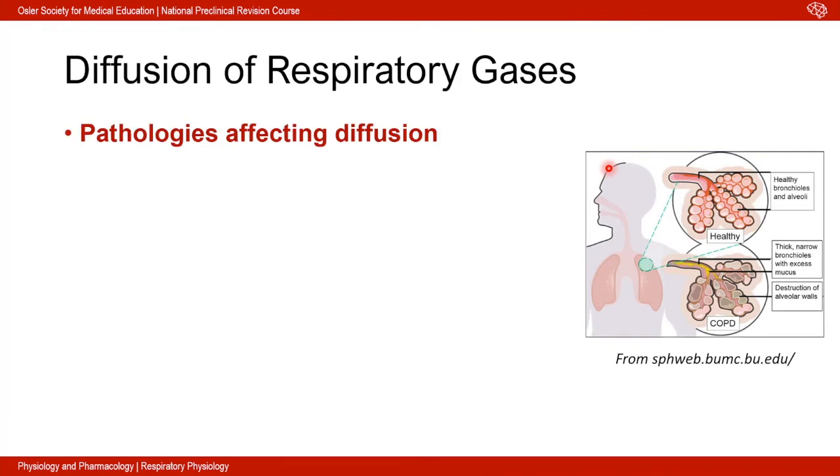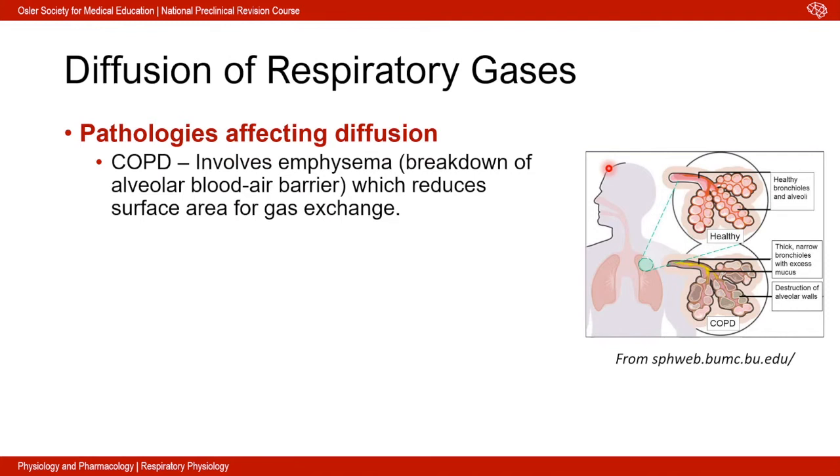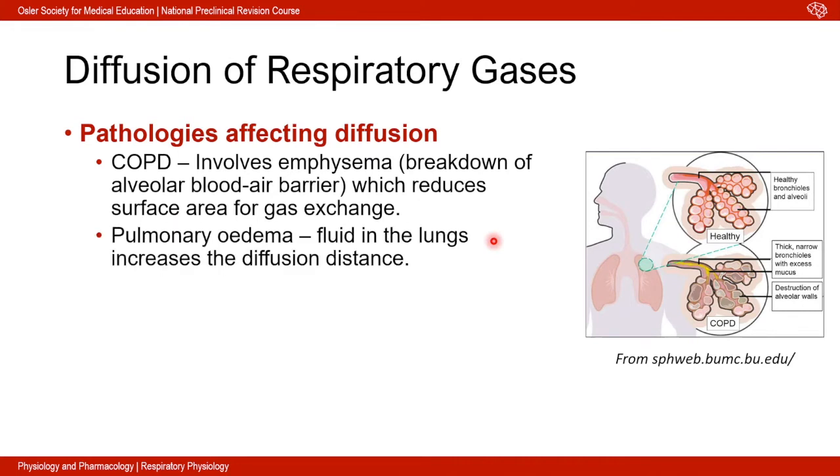So let's have a look at some pathologies that affect this diffusion rate. Going back to COPD, COPD causes emphysema, which is a complicated word for just the breakdown of this barrier. So we're going to reduce our surface area. Then pulmonary edema just means fluid in the lungs, and that's going to add another layer between the blood and our alveolus to our blood gas barrier. So we're going to have a bigger diffusion distance.